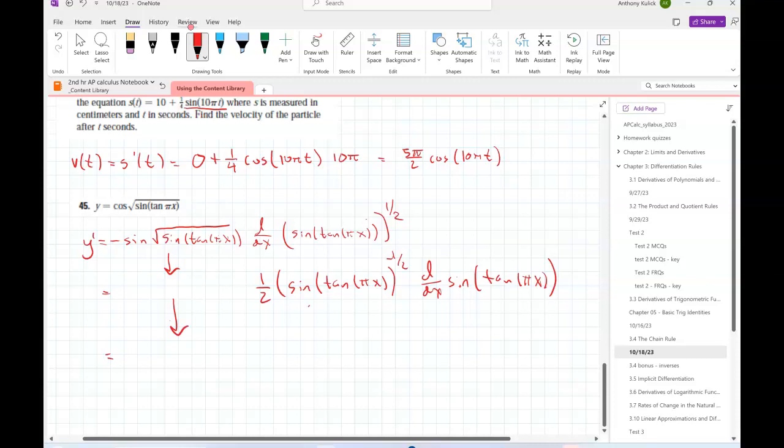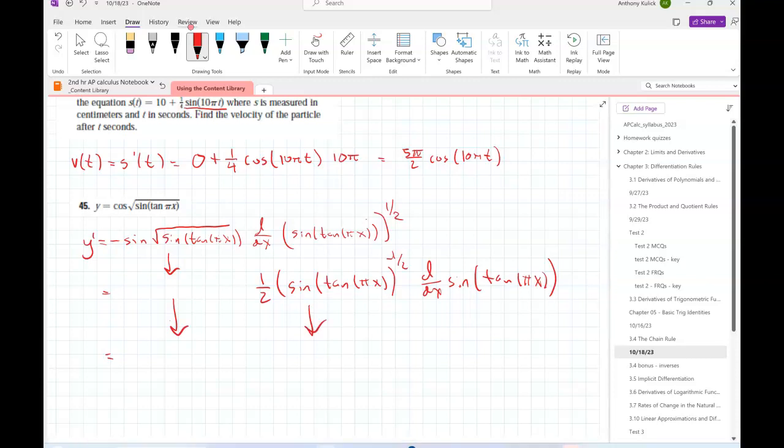Again, this stays the same, that stays the same. So what's the outer function for this, sine of tan of pi x? Sine. So the derivative of the outside is cosine, and the inside stays the same. And we have the derivative of the inside.